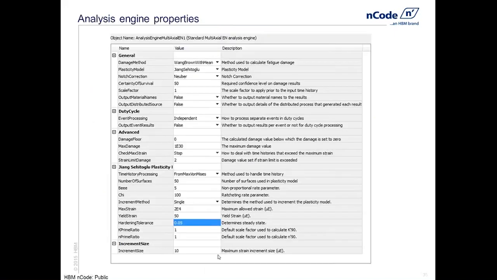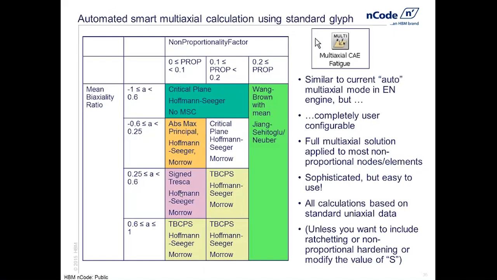This is a rather boring screenshot of the engine properties, but you will notice that there are some extra properties at the bottom which allow you to tune the behavior of the plasticity model. Now, the multi-axial fatigue engine is a bit more computationally intensive than the usual calculations. So if you have a large model and a long loading history, it may not be wise to run it on the whole model, but to use it in a smart way so that you only apply the multi-axial EN engine to the most non-proportional cases which need it.